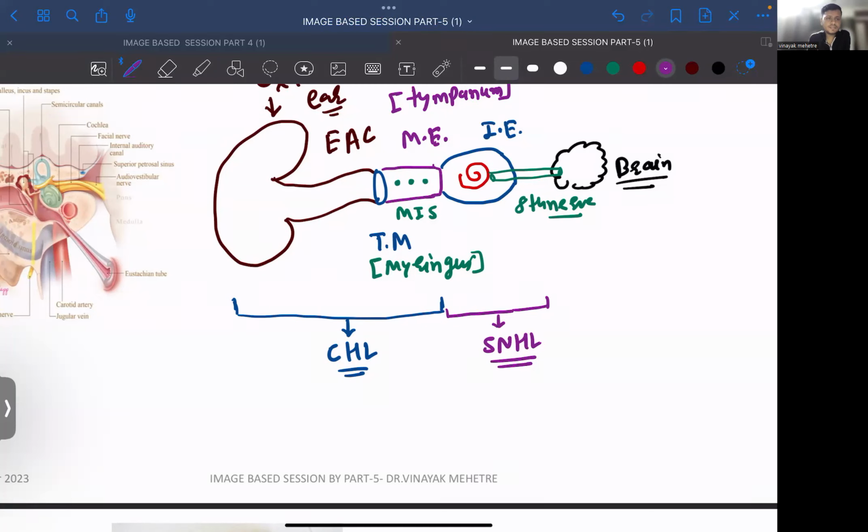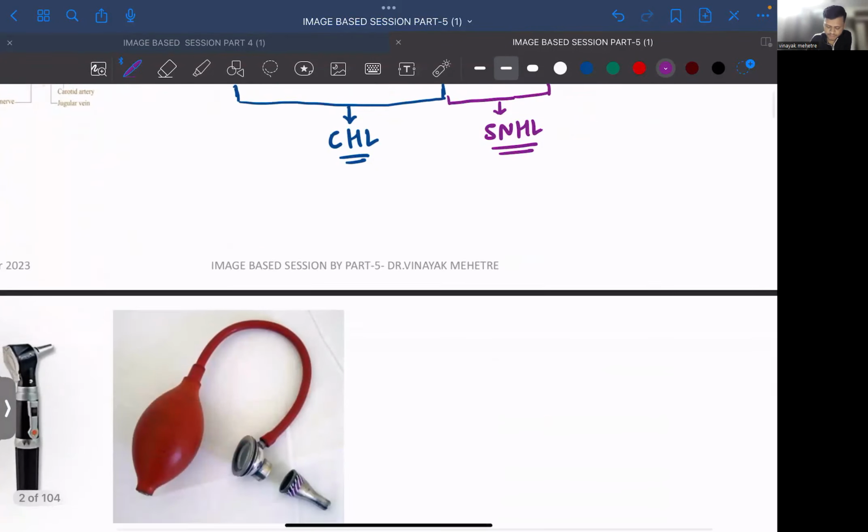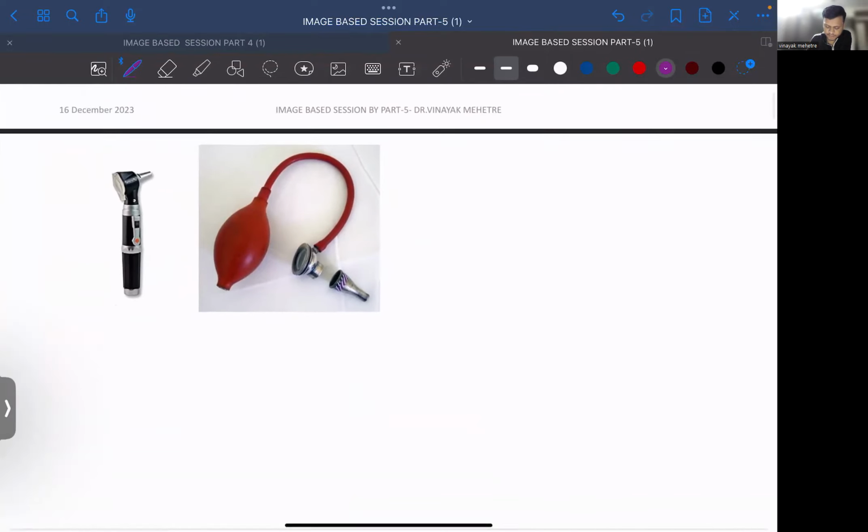Any disease involving the external ear and middle ear will cause conductive hearing loss. Any disease involving the inner ear will cause sensorineural hearing loss. I will ask this again and again, because this will come in the paper. Of course, I will not take the anatomy part, because ENT is vast and cannot be covered in 3 hours.